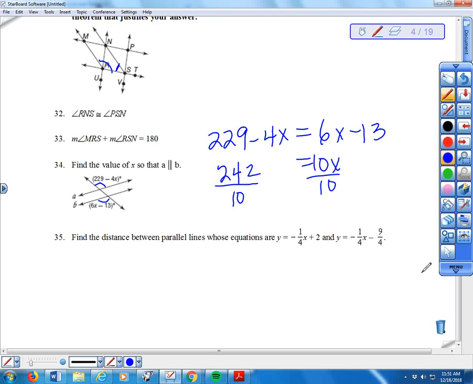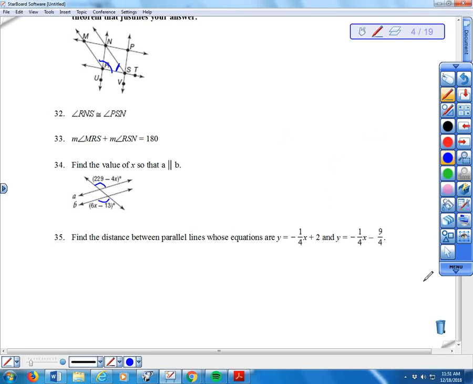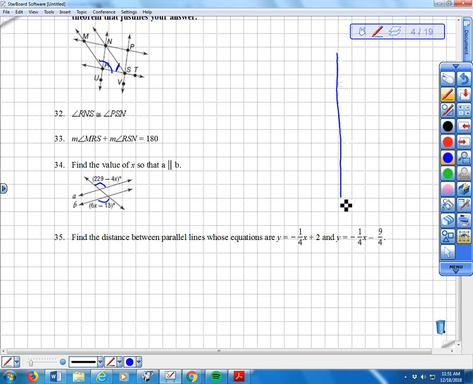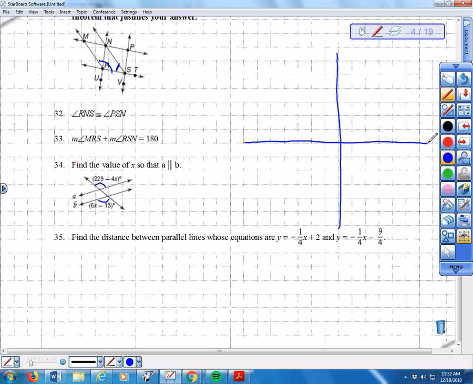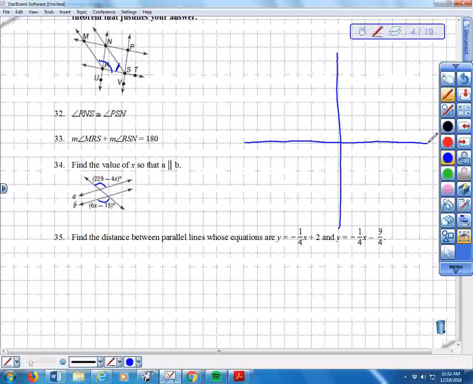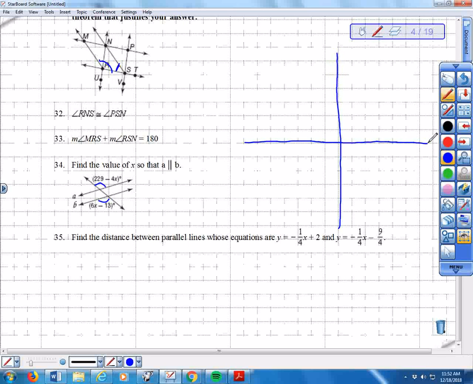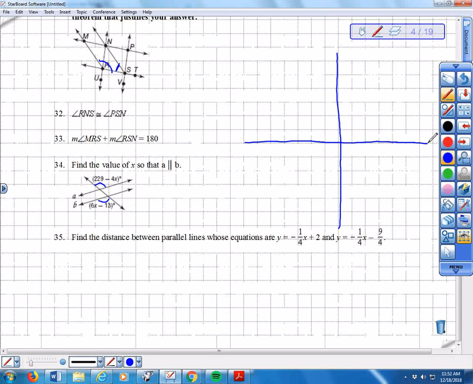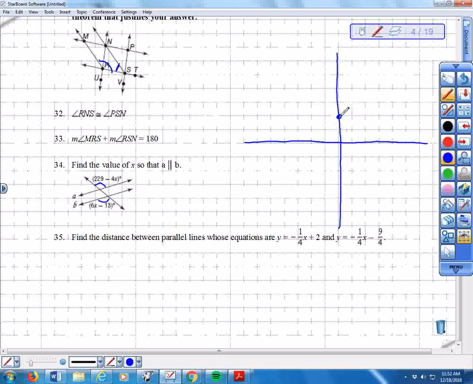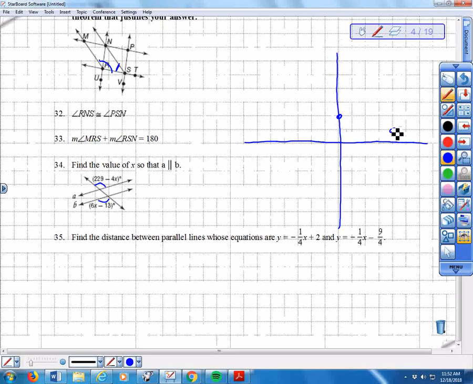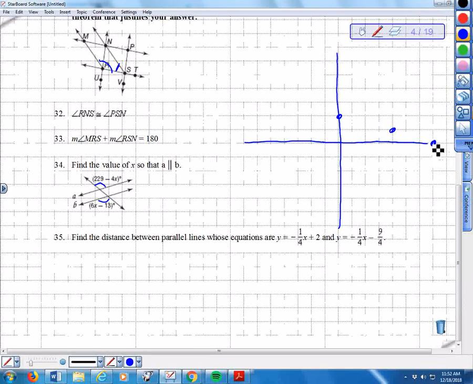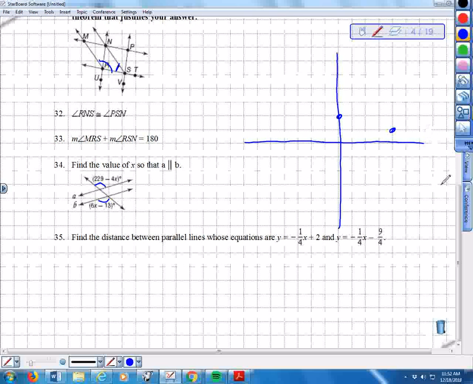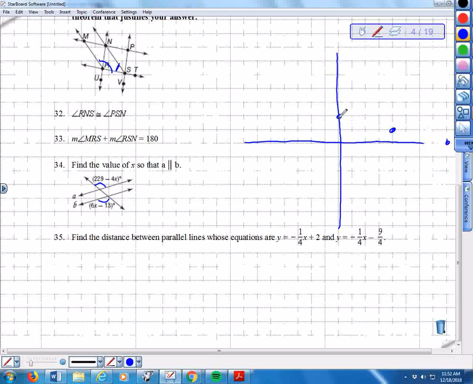Okay, find the distance between parallel lines. You guys good? Okay, first thing I'm going to do is graph both equations. First one, I start at 2, and I go down 1 over 4, down 1 over 4, 1, 2, 3, 4. All right? No? 1, 2, 3, 4. And then connect these.